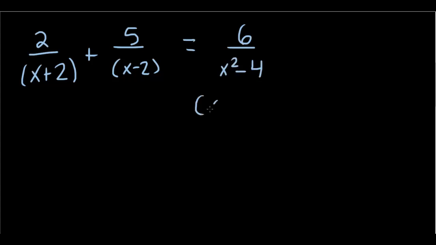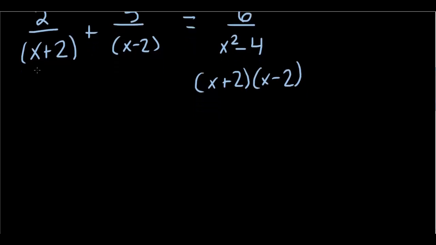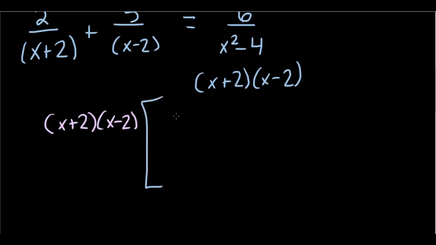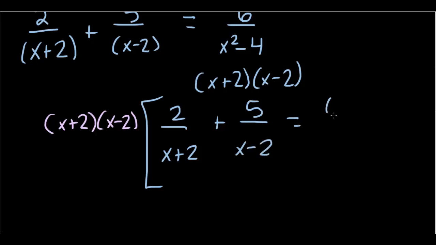So I can factor this as x plus 2, x minus 2, and hopefully you notice that this is going to be the lowest common denominator. So I have to multiply the whole thing by this. So it will be the whole thing by x plus 2 times x minus 2, and then 2 over x plus 2 plus 5 over x minus 2 equals 6 over x plus 2 times x minus 2.